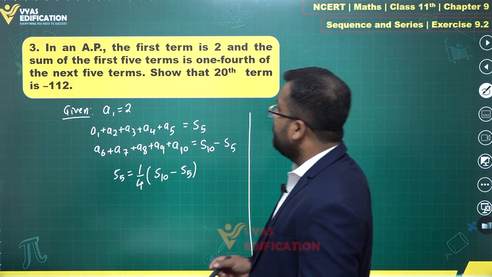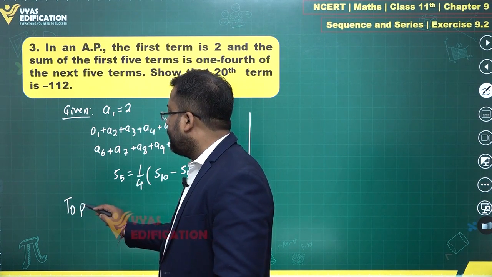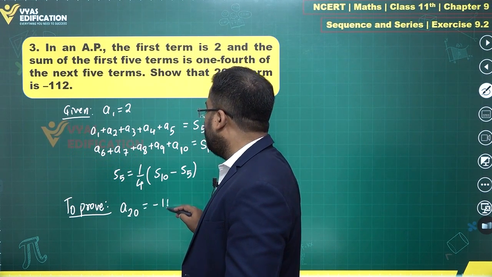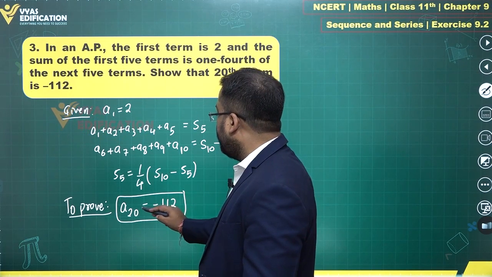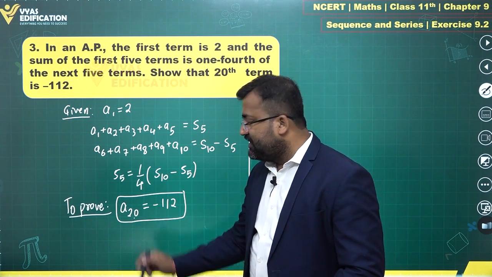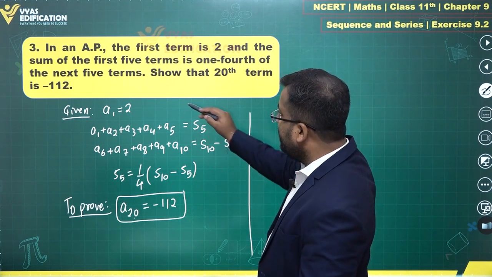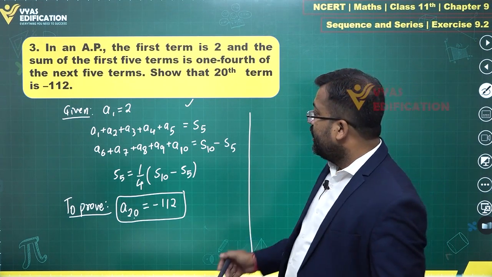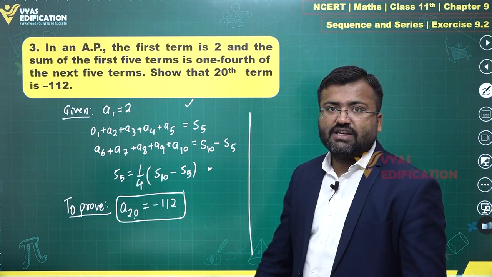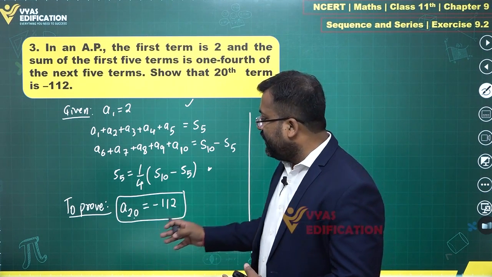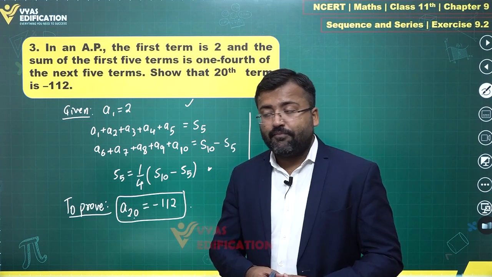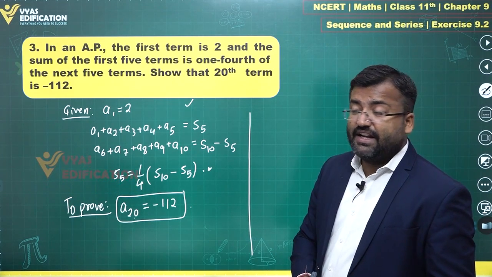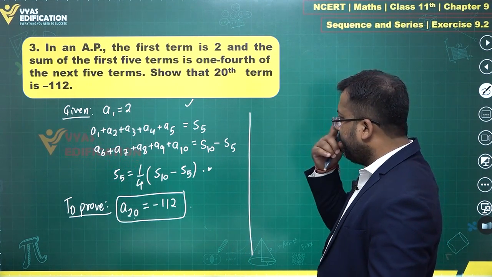What else? Show that the 20th term is minus 112. To prove. What are we supposed to prove? That A20 is minus 112. Now for A20, what do I need? I am already given the value of n, which is 20. I just need A and D, and do you see that I am already given A? Yes. If I am given A, I only need to find D using one more condition, and that condition is over here. So our focus is on finding D first of all. If we can find D, we can easily write this. So let's use this given condition to get D somehow.